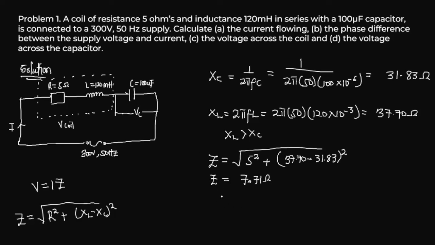Now that I have this, I know that my voltage is equal to 300 volts, so I can say my voltage is equal to IZ. Therefore my current is equal to the ratio of the voltage to the impedance, which is 300 over 7.71. If I compute this in my calculator, I get 38.91 amperes as my current. So the current flowing through this entire circuit is 38.91 amperes. That is how we apply all that we've learned to find the current in this particular case.